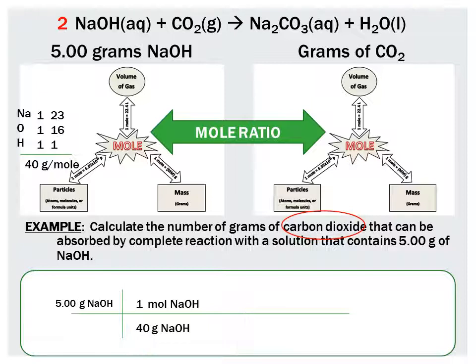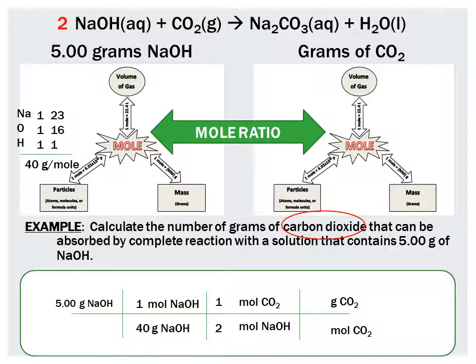Okay, so I'm out of grams of sodium hydroxide, I'm into moles. Now I can cross this mole ratio bridge. I have moles of sodium hydroxide. I want moles of carbon dioxide. Now I look to my balanced equation. I have a 2 in front of sodium hydroxide, and I have the implied 1 in front of carbon dioxide. I just fill those in. The 2 from sodium hydroxide, the 1 from carbon dioxide. I'm almost done. Now I have moles of carbon dioxide, and I want grams of carbon dioxide.